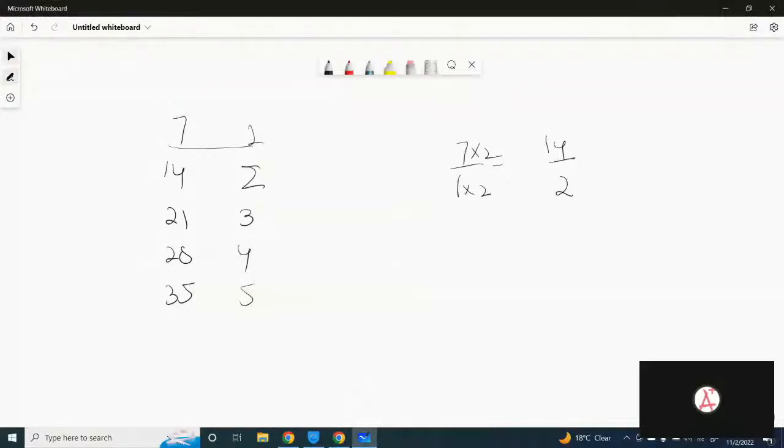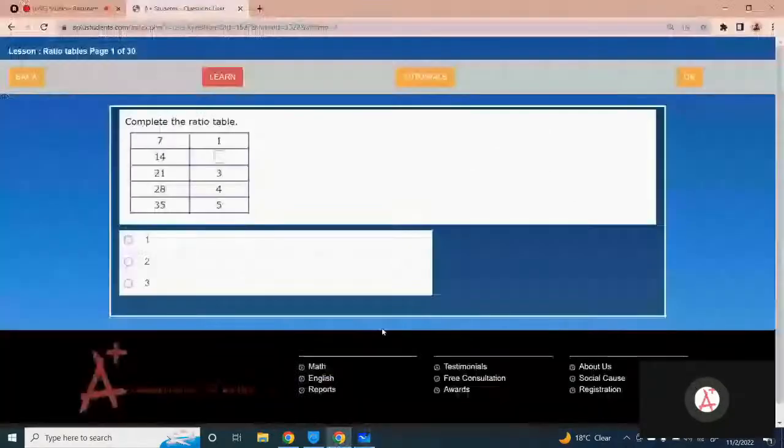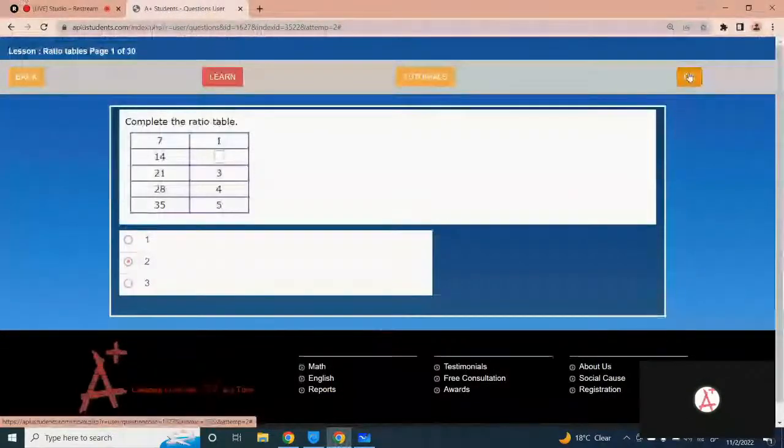Hi Nancy. So let's just start with another example. It would be 2. Just select the correct option and click on the OK button.